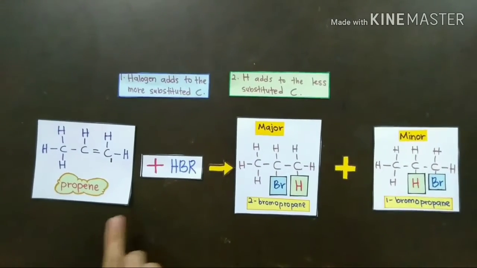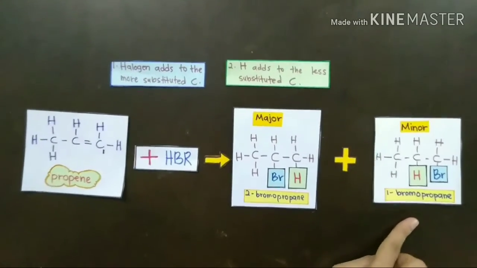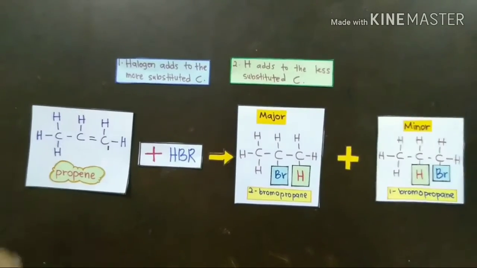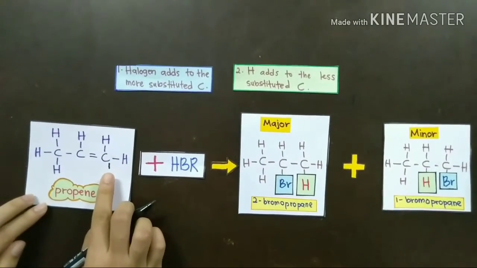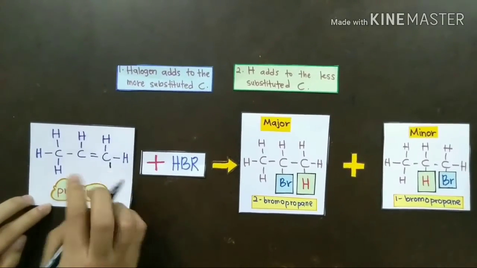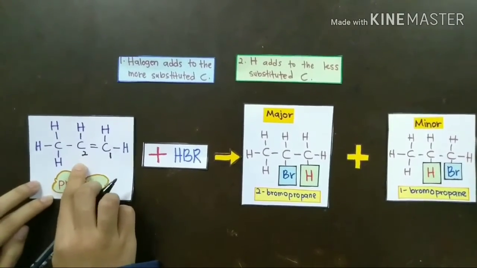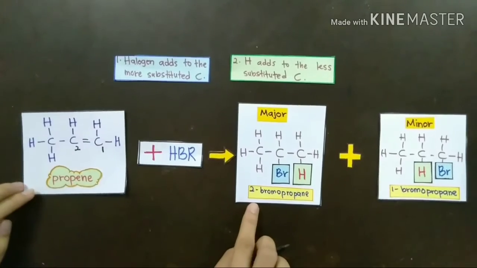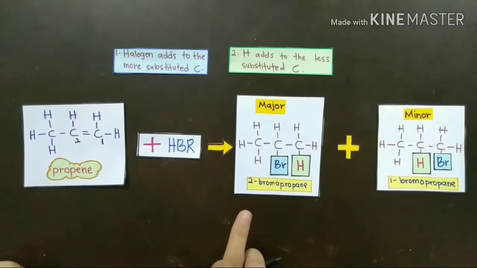Okay, propene added with HBr will form 2-bromopropane and 1-bromopropane. Okay, how does 2-bromopropane form? We look at carbon number 1. Carbon number 1 has more hydrogen and no substituent carbon. So, hydrogen will add to carbon number 1. Now, we'll go to carbon number 2. Carbon number 2 has less hydrogen and 1 substituent carbon. So, bromine will go to carbon number 2 and form 2-bromopropane. 2-bromopropane is the major product and it follows Markovnikov rule.